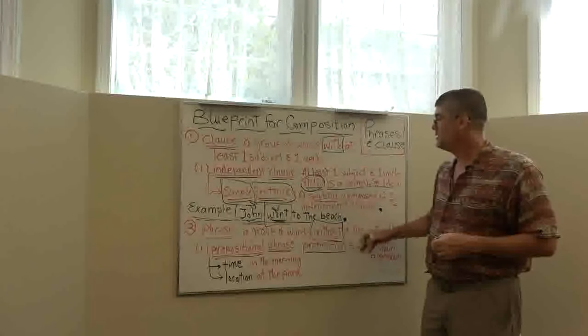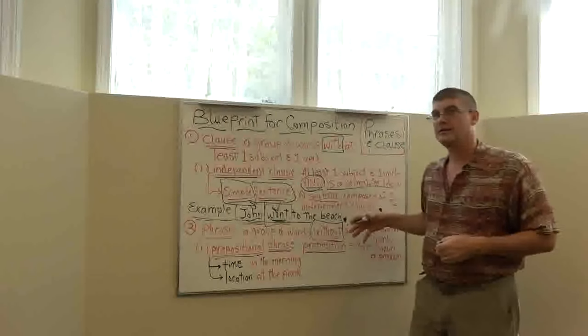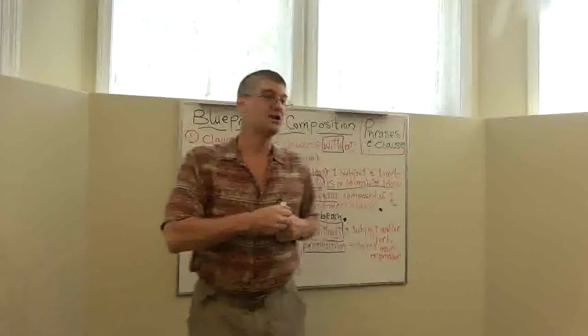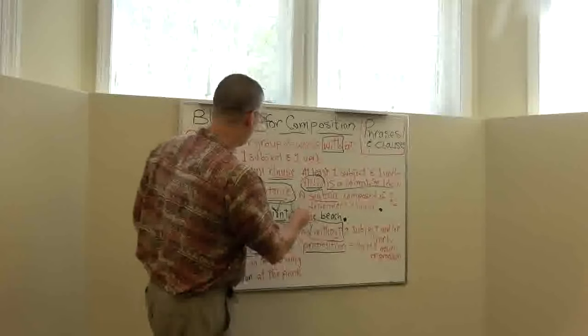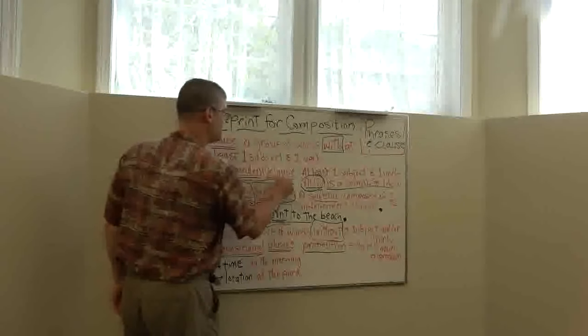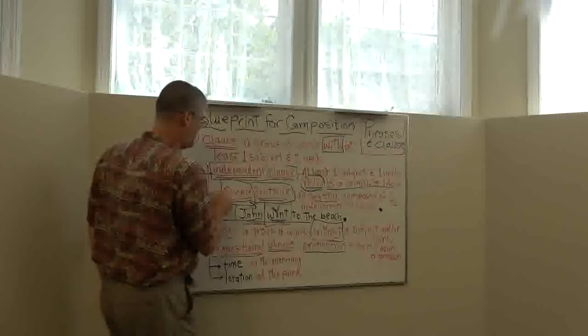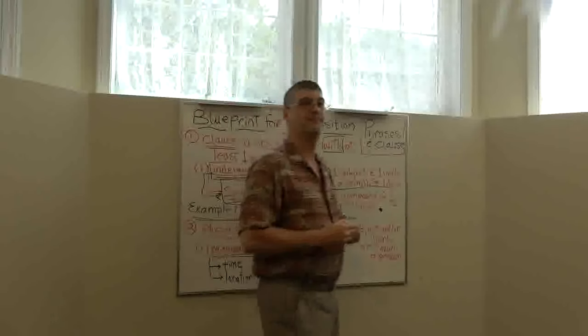Sentence ends right here with the period. This is a complete thought. This is a complete idea. It has one subject, it has one verb, and it expresses a complete idea. Therefore, it qualifies as an independent clause, and it also qualifies as a simple sentence.